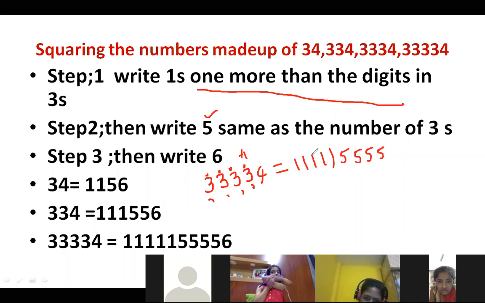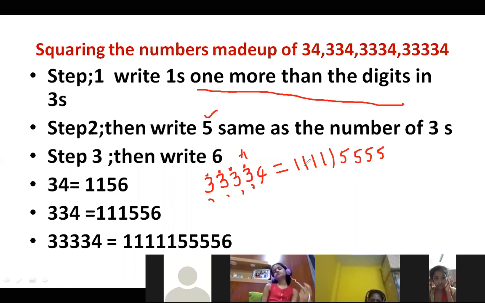Ones means one extra one you should write. But 5s equal the number of 3s. Here 4 threes are there, so 5s also 4. Here 10 threes are there, so 5s also 10. Like that, 5s equal.